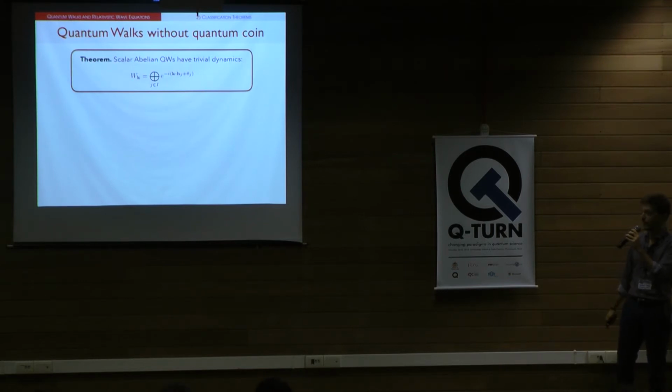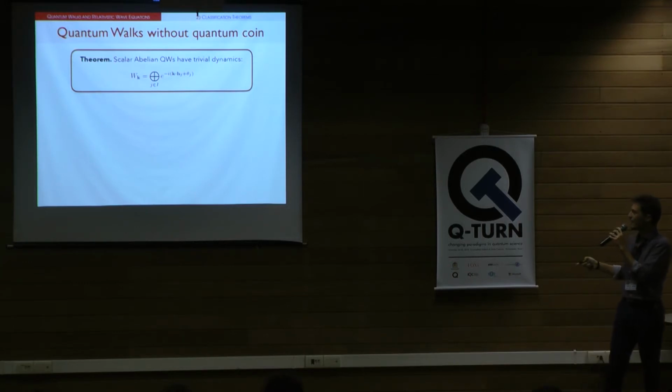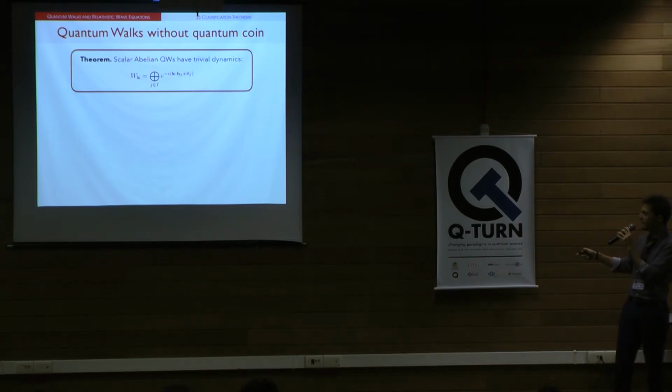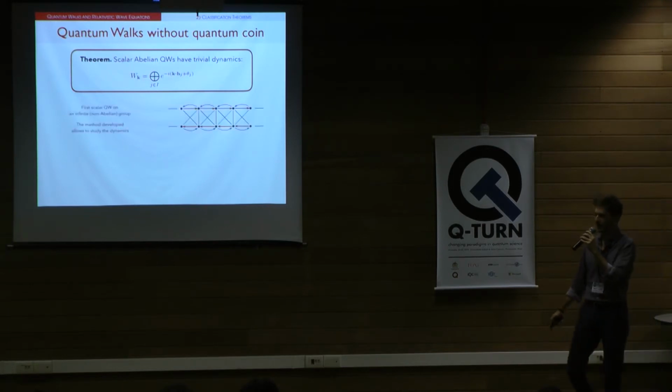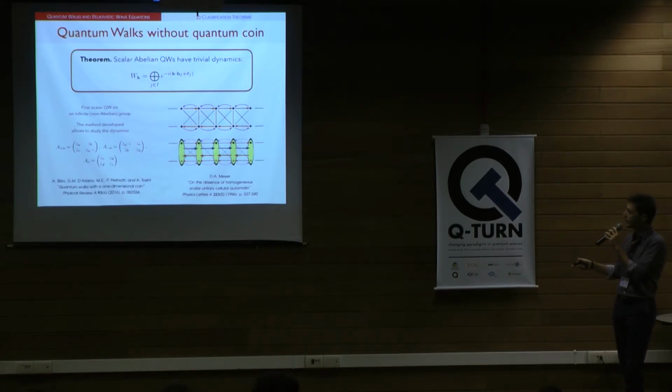So we managed to prove this first result that states that if we have a scalar quantum walk, so algorithmically the simplest case, where the dimension of the coin system is 1, and a regular lattice, the dynamics is trivial. So what we did as a first explorative step is to define the first scalar quantum walk on a non-abelian group, which is the infinite dihedral group. And this is scalar in the sense that each matrix element is the scalar transition for the scalar quantum walk on the infinite dihedral group.